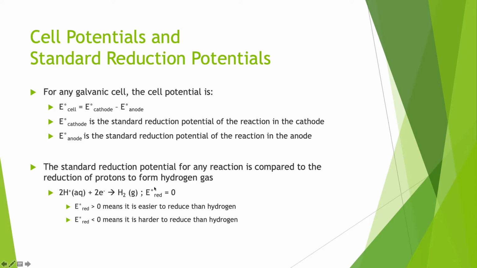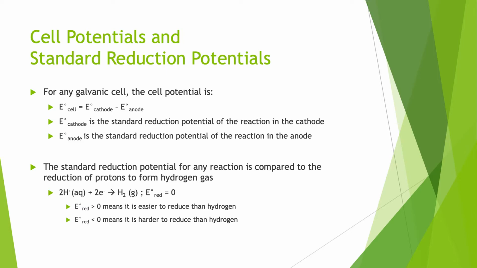A positive reduction potential, like this E naught red, if that value is positive, that means that's something that wants to get reduced. It's easier to reduce than hydrogen. If we have a negative reduction potential for something, that actually means that it's harder to reduce than hydrogen. And typically that means that that thing would rather be oxidized instead of reduced.